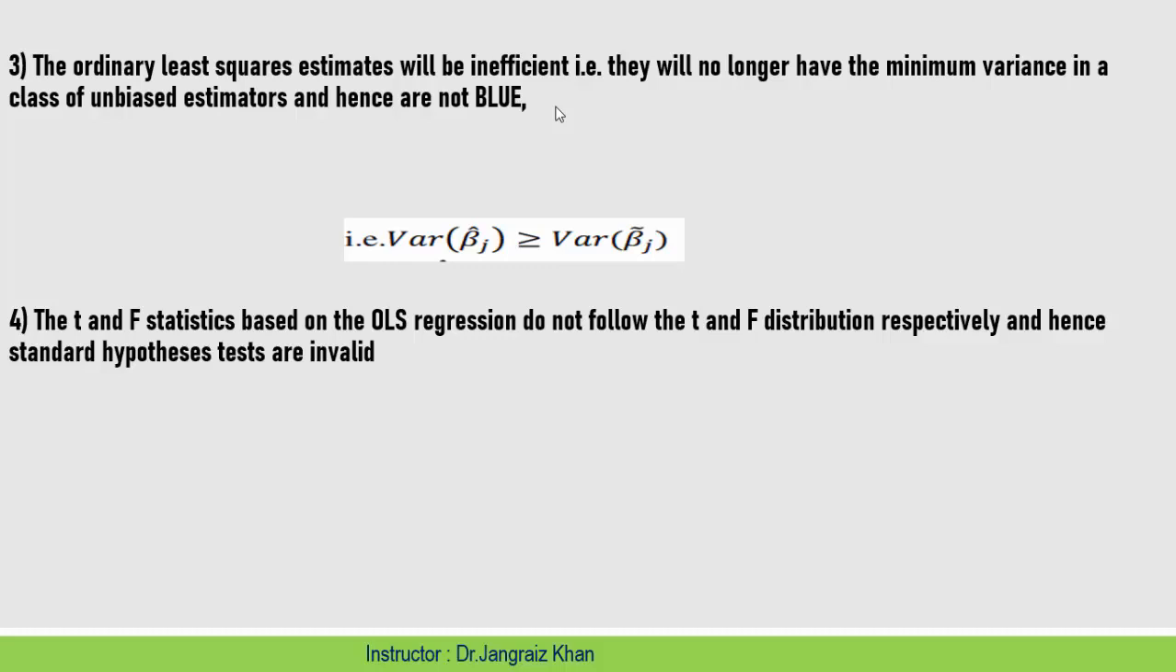But if there is the problem of heteroskedasticity, then the least square estimates lose this property. Means in case of heteroskedasticity, the minimum variance property of least square parameters is lost.